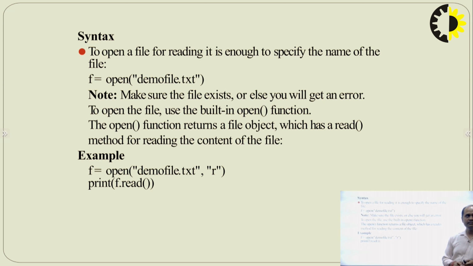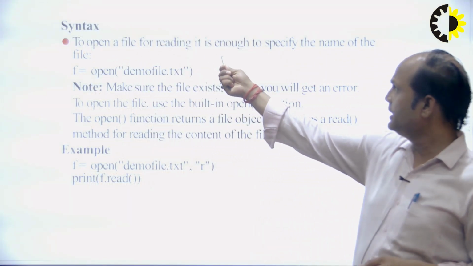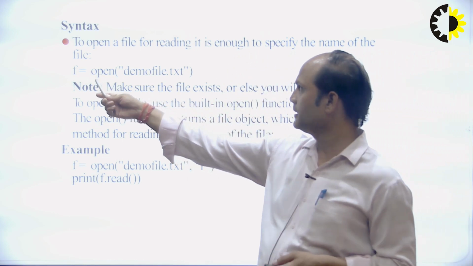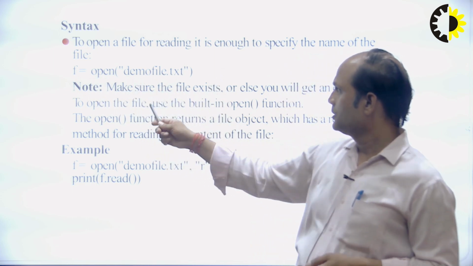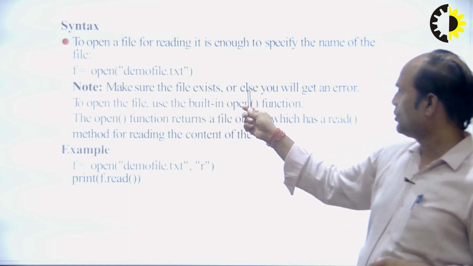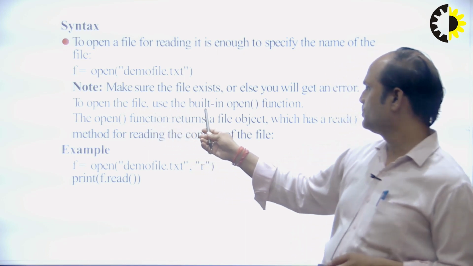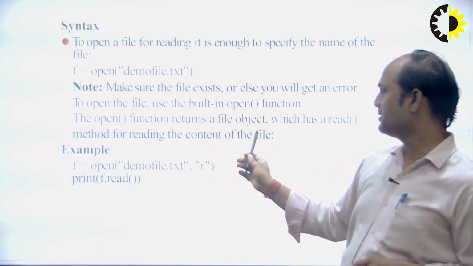What is the syntax of that particular function? We will discuss the basic syntax. After that, we will close the session and discuss the rest in next lectures. To open a file for reading, it is enough to specify the name of the file like this: f is equal to open demo file.txt. Make sure the file exists or else you will get an error. To open the file, use the built-in open function. The open function returns the file object, and then the reading content.